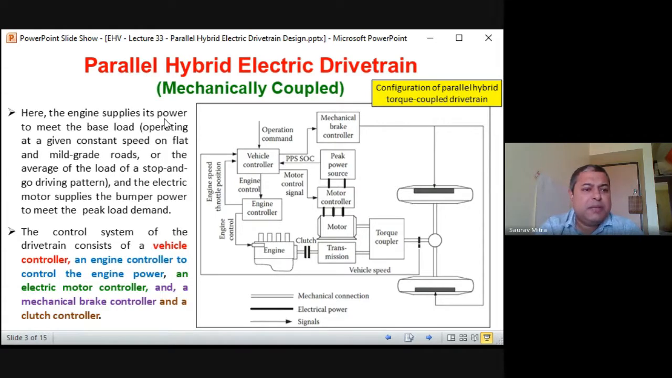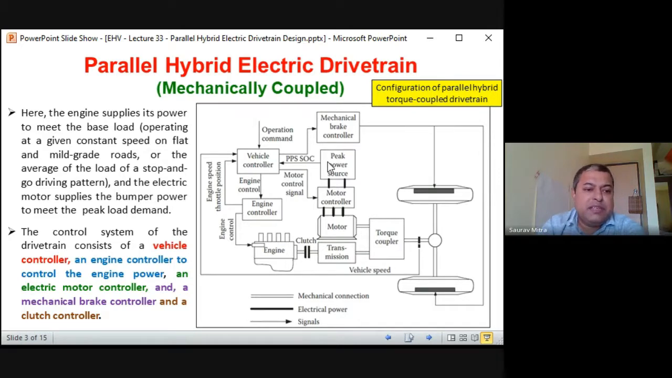So here the engine supplies its power to meet the base load. The base load is provided by the engine operating at a constant speed on a flat, mild grade road, or the average load of a stop-and-go driving pattern. So that is the base load which is being supplied by the engine. And the electric motor supplies the bumper power to meet the peak load demand. I told you, if the vehicle is going uphill, at that time there is a peak load demand that will be supplied by this PPS source.